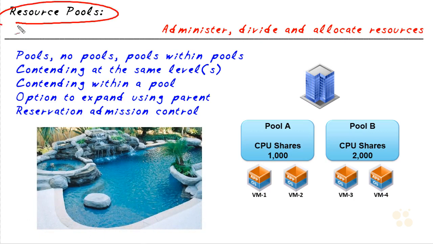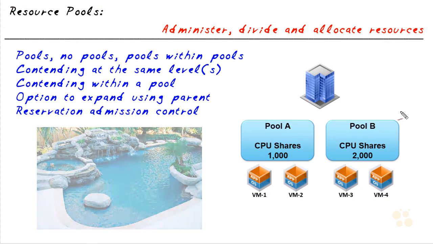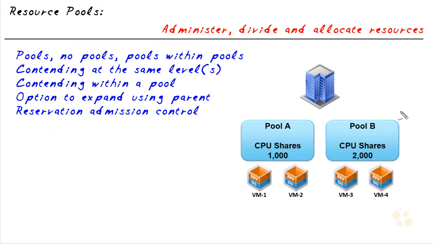called a resource pool. And we would begin in vCenter by creating one or more resource pools, if we wanted to use them, associated with our cluster. So in this example, we have Pool A and Pool B. And the resource pool has those settings for reservations, limits, and shares. So for example, Pool A, we could assign 1,000 shares. And Pool B, we could assign 2,000 shares.